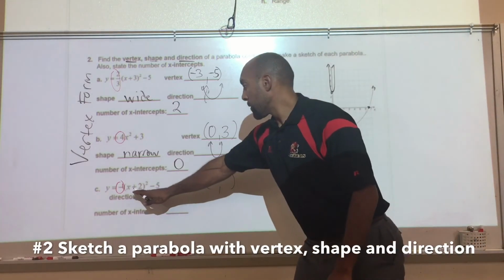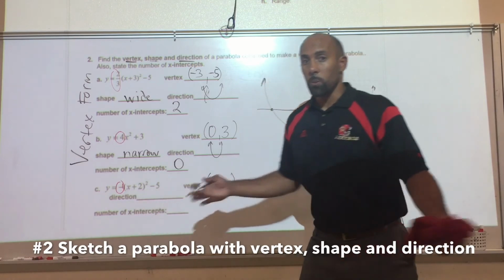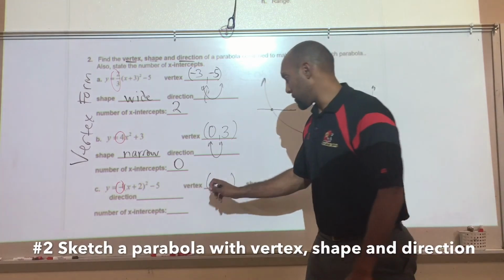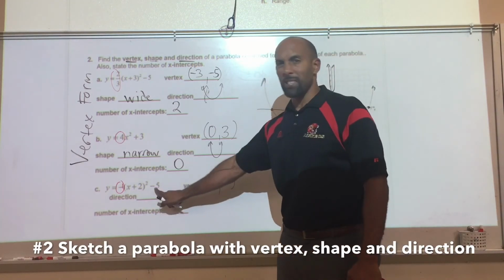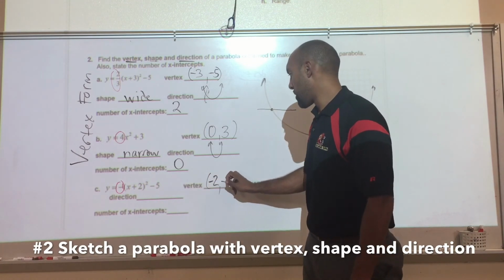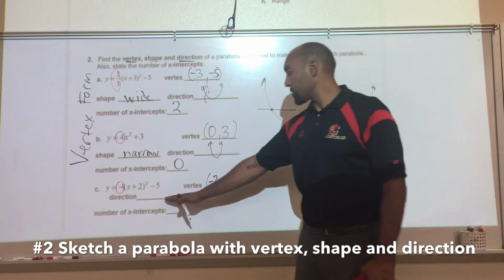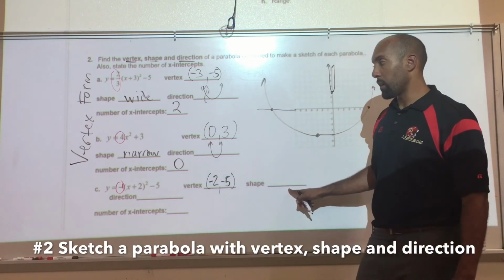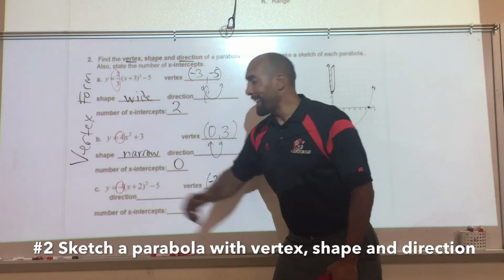Now the second one. Remember this is plus 2, so it's negative 2. But remember, does the outside number change? No, it does not, so it's negative 5. Now what is the shape? I look at the number in the front, and it's negative 1.